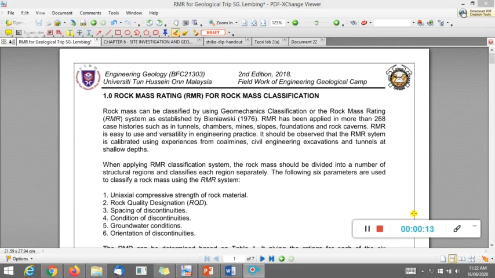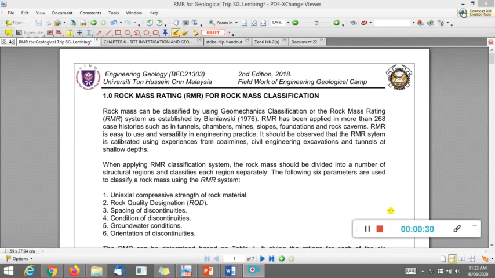So the topic today is about rock mass rating (RMR) for rock mass classification. Actually, rock mass rating is one of the methods that can be used for geomechanics classification. Basically, there are a lot of other methods. So now it is about RMR.